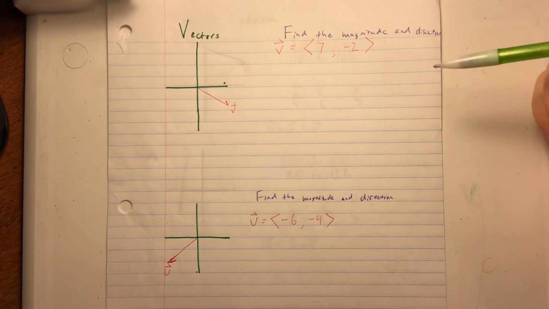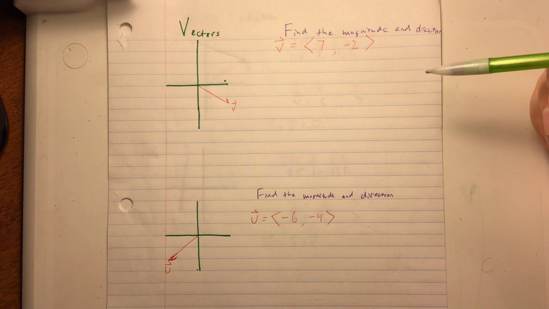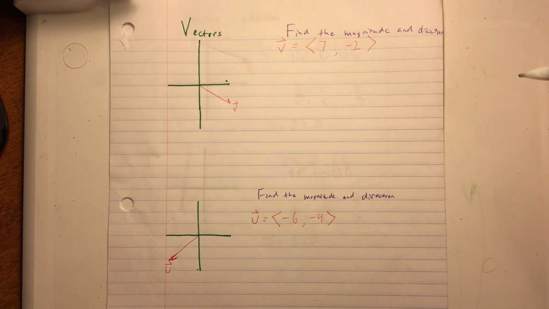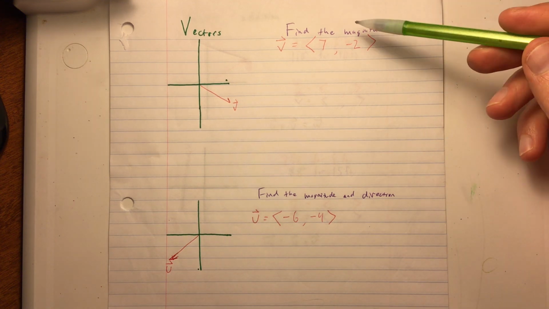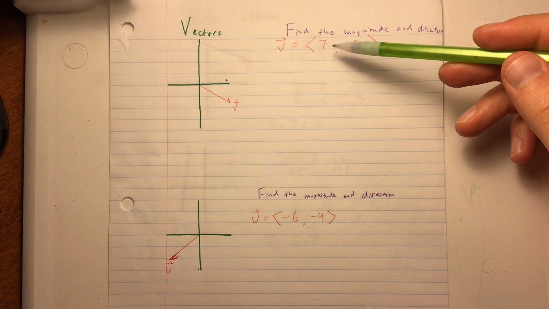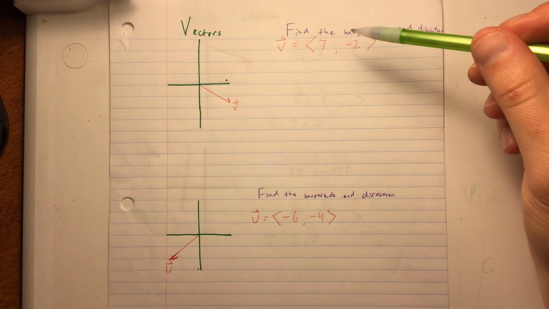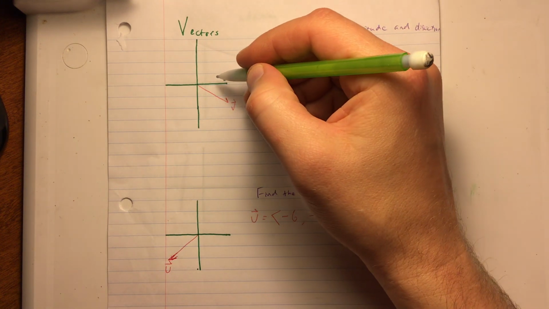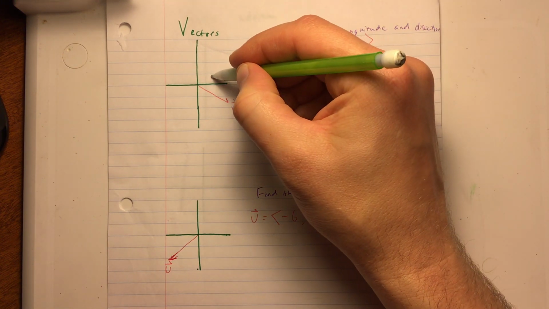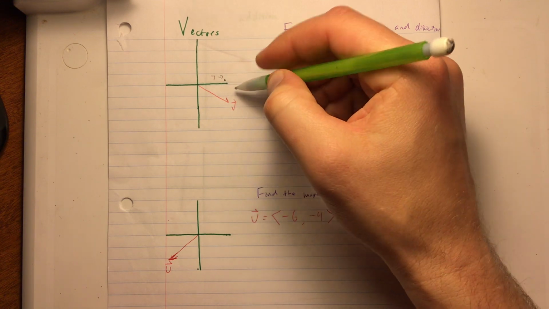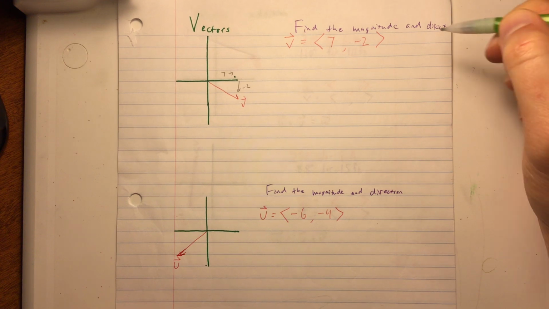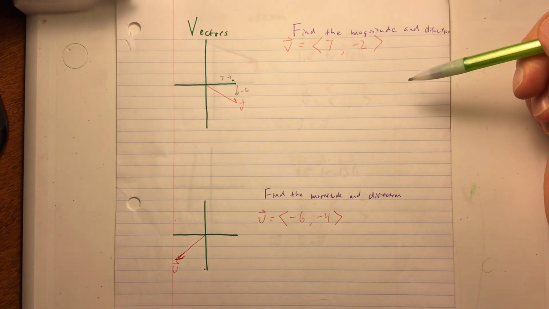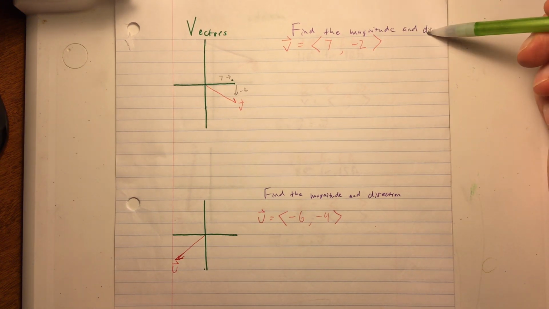Vectors. So vectors are arrows that describe direction and magnitude of something. Could be motion, could be velocity, could be force, could be all sorts of things. Vectors can also be written in component form, where 7, -2 means we've gone 7 in the x direction and -2 in the y direction. That's given to us, and then we need to find the magnitude and direction.